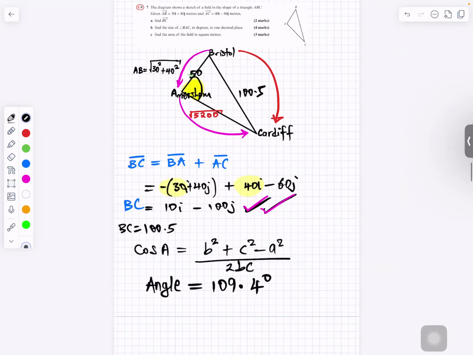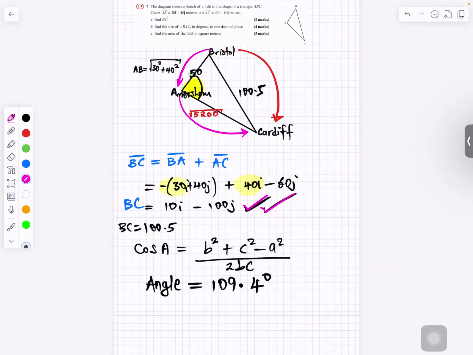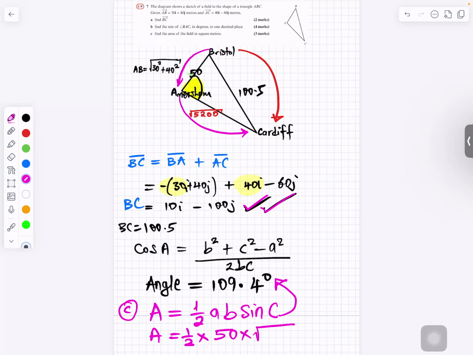Part C says, how do we find the area? The formula to find area? Half AB sine C. So A and B would have to be the 50 and the square root of 5,200, and the C is that 109.4. Does that make sense? Yeah. So that's what you do for those. I'll put the numbers here. Half times 50 times the other one, the square root of 5,200.